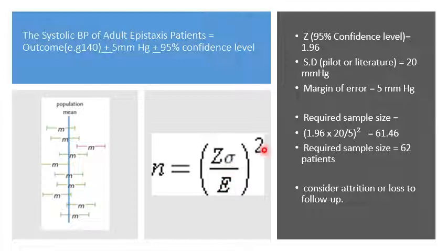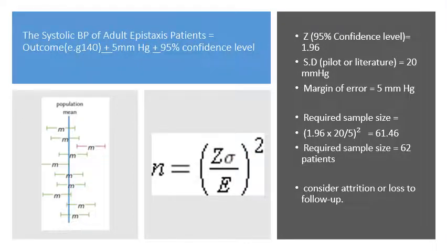So the equation will be 1.96 multiplied by 20, the standard deviation that we have found in the literature or from pilot studies, divided by 5, which is the margin of error, all squared. This will give us 61.546, i.e. the required sample size would be at least 62, because we'll have to consider patients who may be lost to follow-up. So that's the first equation for continuous data from a single sample.